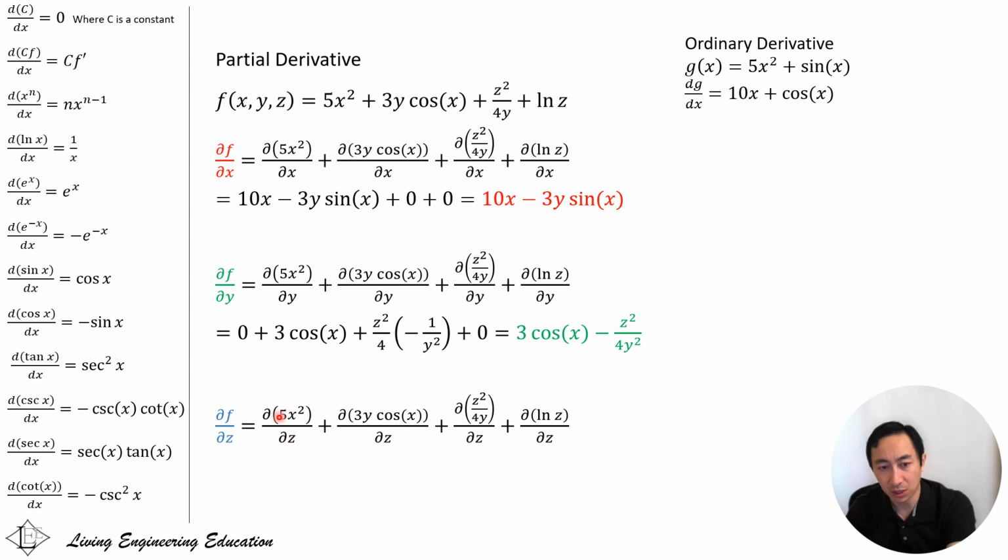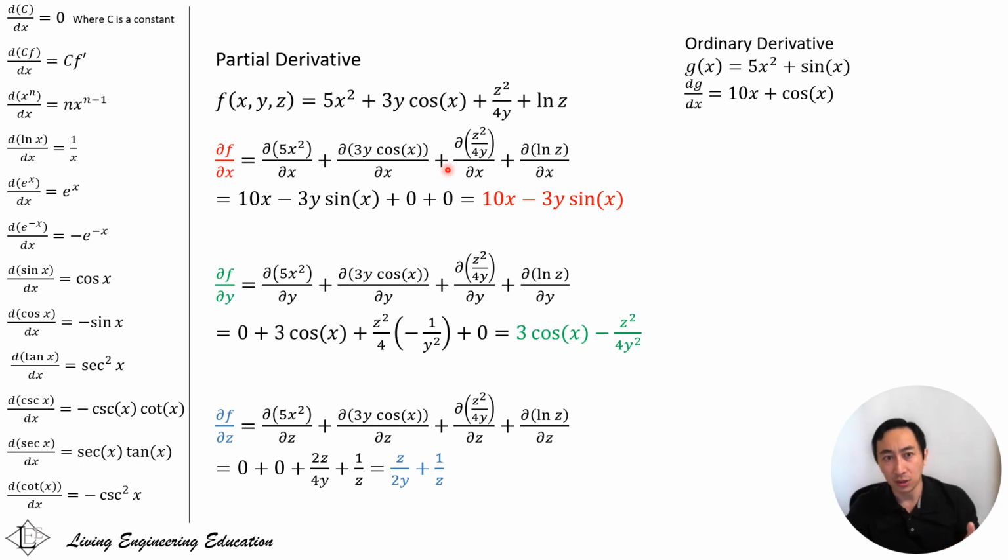So let's go step by step again. 0, 0, because no z terms in either of the first two terms. Right here I get 1 over 4y times the derivative of z squared, 2z. And then the derivative of natural log z, which we saw was just 1 over z. So this simplifies to z over 2y plus 1 over z. So you can see that for partial derivatives and ordinary derivatives, the only difference is the notation to make us aware that it's a partial versus an ordinary derivative. All the rules of ordinary derivatives that we've talked about apply here, as we saw.